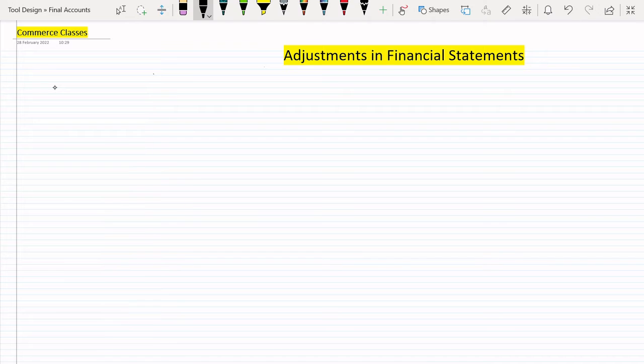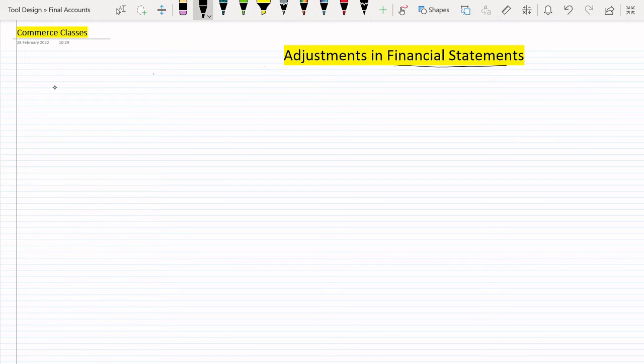That is, in the preparation of financial statements, how do we adjust or record the additional information given to us? Before I explain adjustments, let me give you a brief idea about the financial statements. Though we have done financial statements in the previous videos, I'll just give you a brief idea.